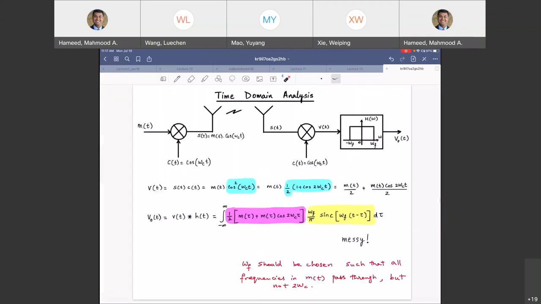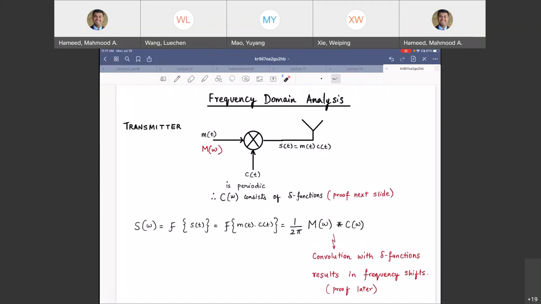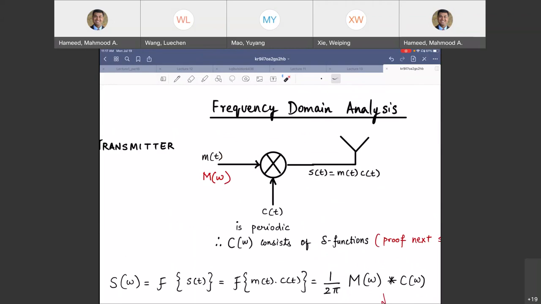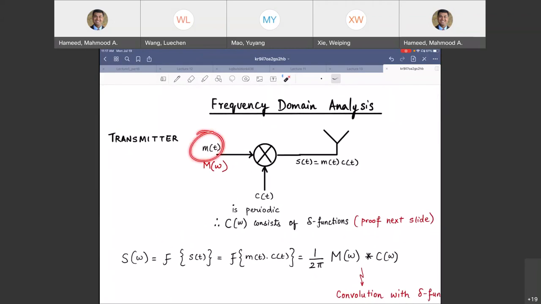Okay. Let's look at it in terms of frequency domain analysis, because it's going to be much easier to work in frequency domain in this case. So in the transmitter, what do you have? M of t getting multiplied by some periodic carrier, and then you transmit. Because I'm working in frequency domain, I'm going to need to know M of omega, the Fourier transform of my message, of my voice.